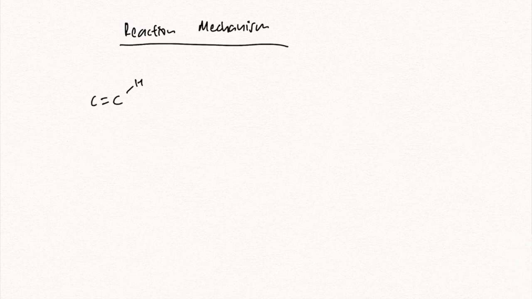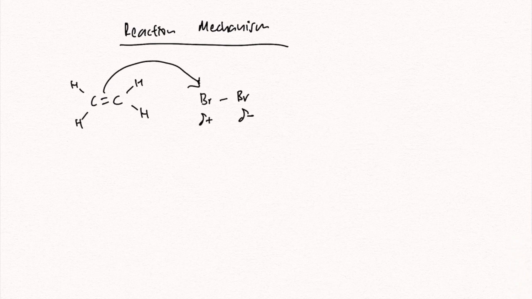In the first step, the electron-rich double bond will attack the bromine atom with a partial positive charge. So why does one of the bromine atoms have a partial positive charge? This is because as the bromine atom approaches the ethene, it will face repulsion due to the electron-rich double bond of ethene. Hence, there will be one bromine which has a partial negative charge and one with a partial positive charge.